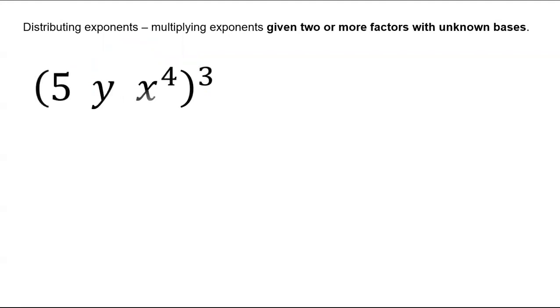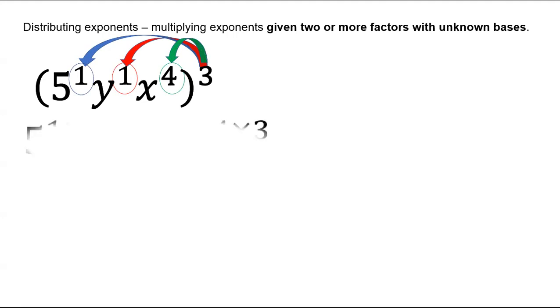What if we have this? 5 and y have an exponent of 1, even though we didn't write it. Then you're going to take this 1, times it by 3, take this 1, times it by 3, take the 4, times it by 3. All 3 exponents will be multiplied by the outside exponent.